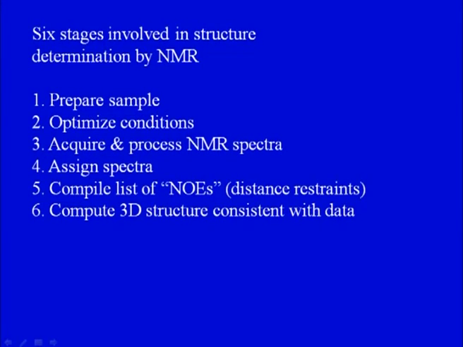Once the peaks are assigned, a 3D structure needs to be computed, which should be consistent with the data. This 3D structure is determined on the basis of different interactions, like correlation effects or nuclear Overhauser effects, which need to be taken into consideration. So, a very important part of the overall experiment is reading the NMR spectrum.